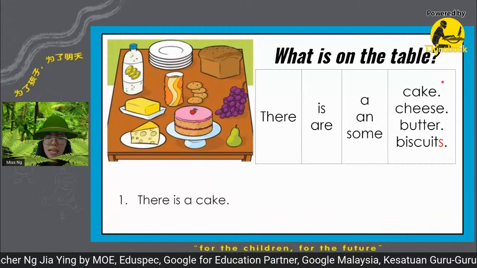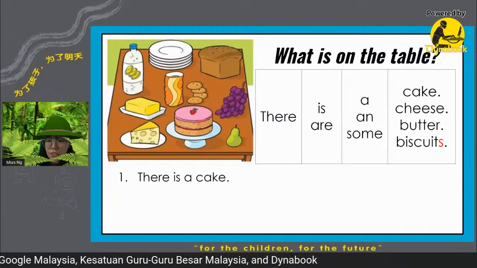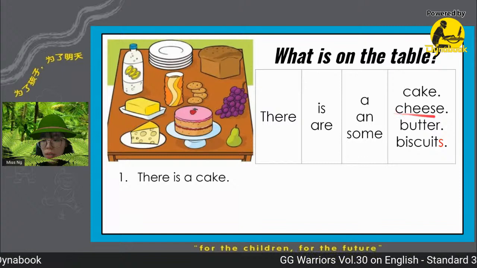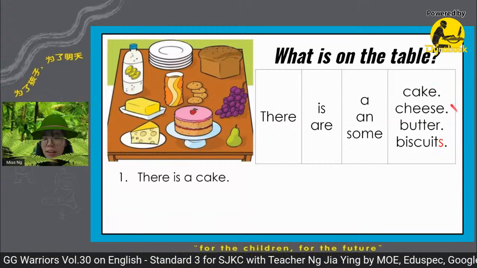There is a cake. Now let's look into the next word, which is cheese. Everyone, cheese. Can we count cheese, everyone? In the comment, can you tell me, can we count cheese?